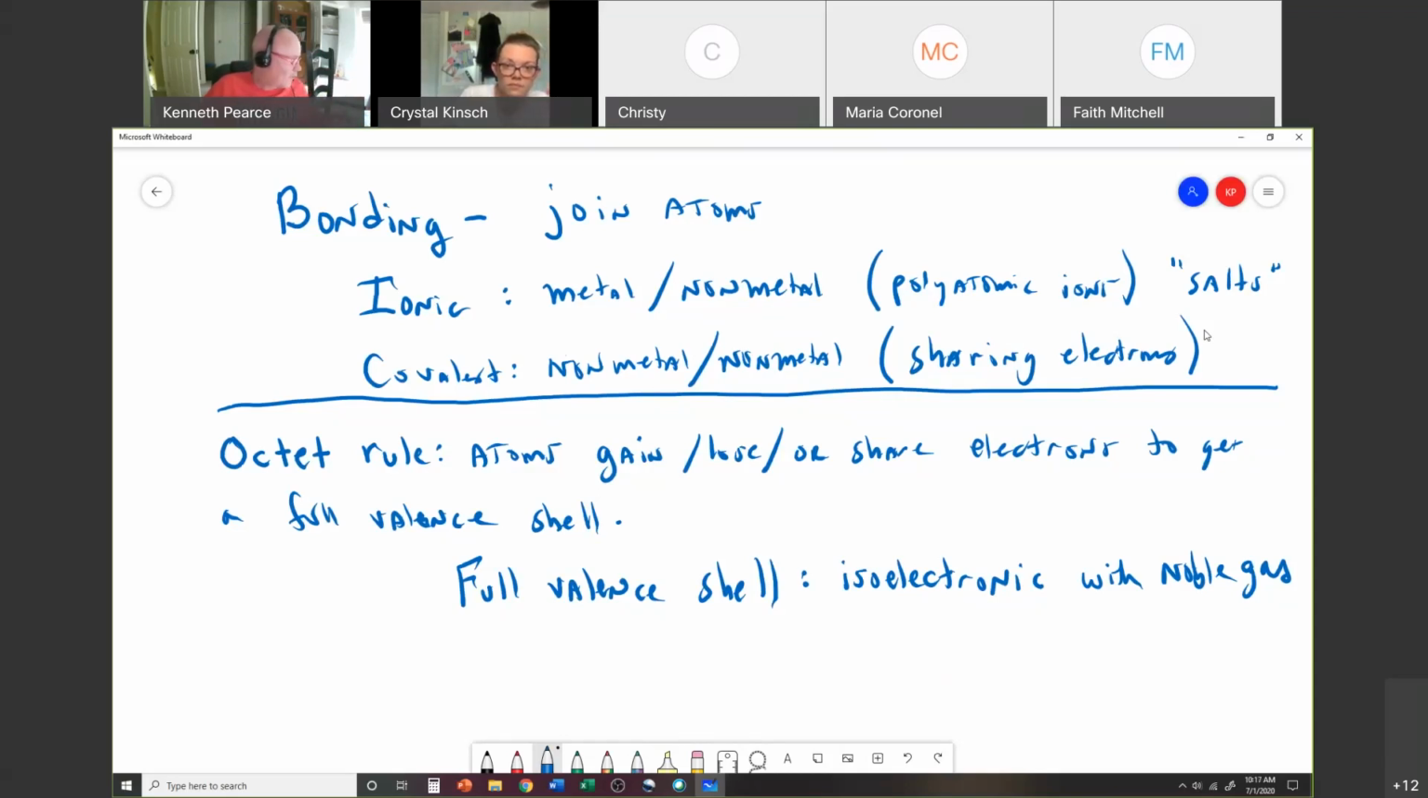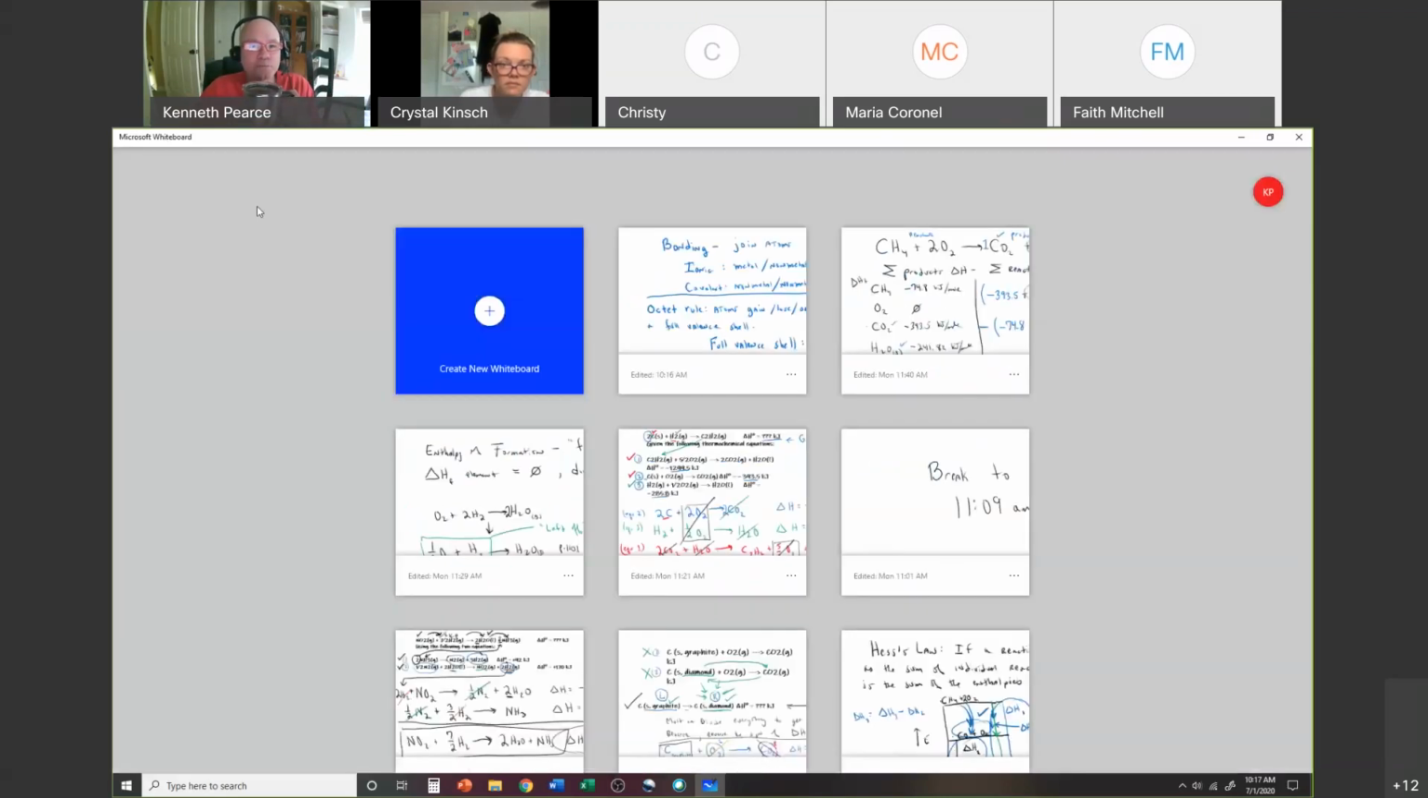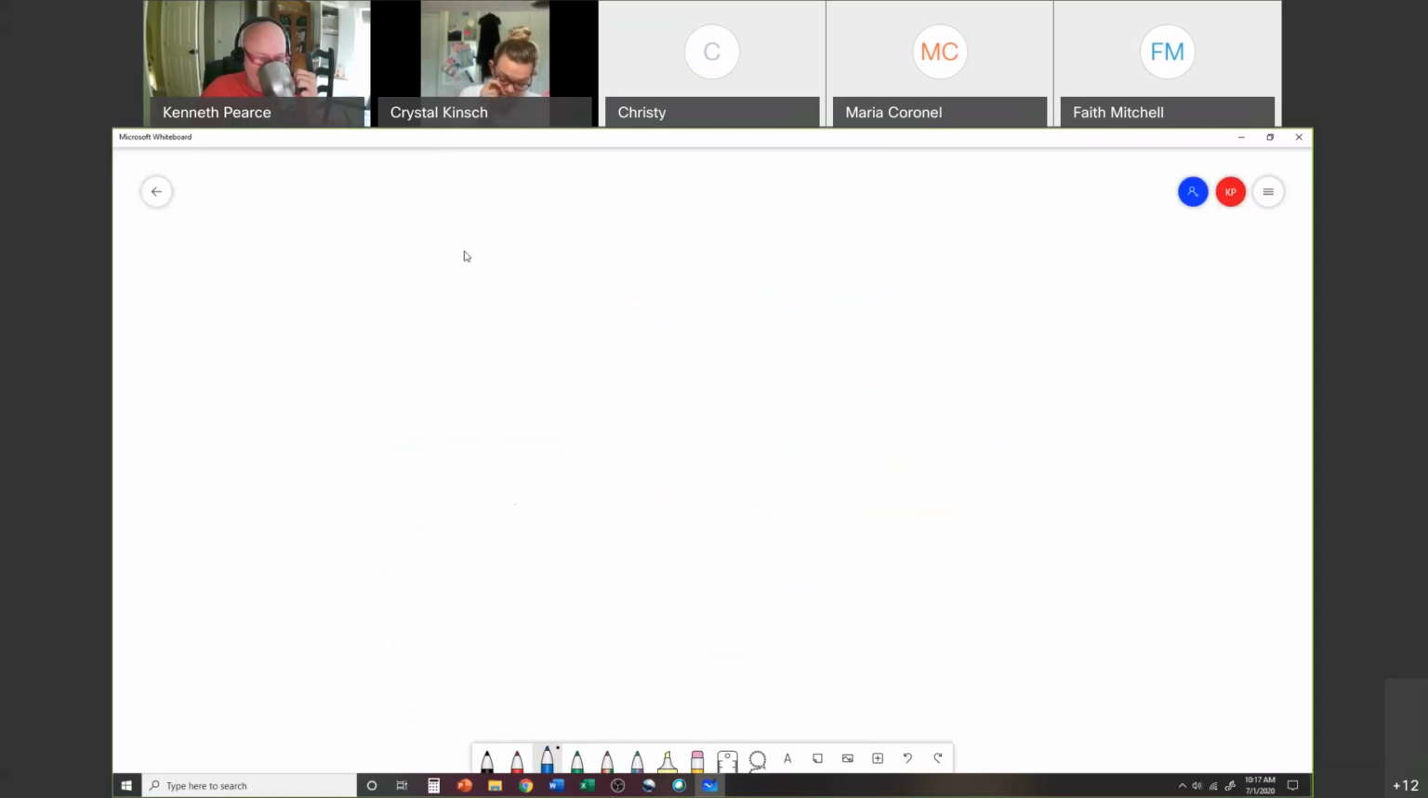If you have your periodic table, you'll see that argon has 18 electrons. So if you end up with 18 electrons by either gaining, losing, or sharing, guess what? You're isoelectronic with argon, and you now have a full shell. That's what it means. When we're making compounds, generally atoms want to have full valence shells, and that's what drives a lot of the forming of bonds. Now, here comes the important stuff: for ions, what happens?